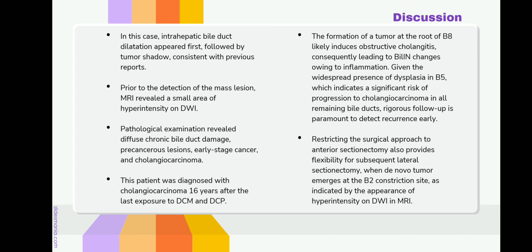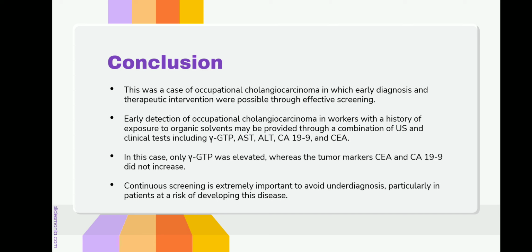Restricting the surgical approach to anterior sectionectomy also provides flexibility for subsequent lateral sectionectomy when de novo tumor emerges at the B2 constriction site, as indicated by the appearance of hyperintensity on DWI in MRI. Conclusion: this was a case of occupational cholangiocarcinoma in which early diagnosis and therapeutic intervention were possible through effective screening.